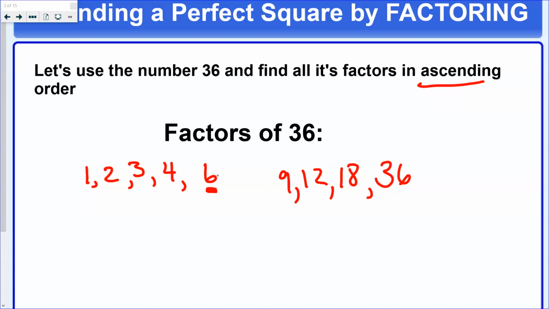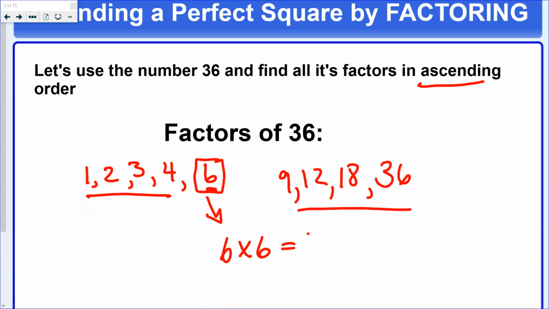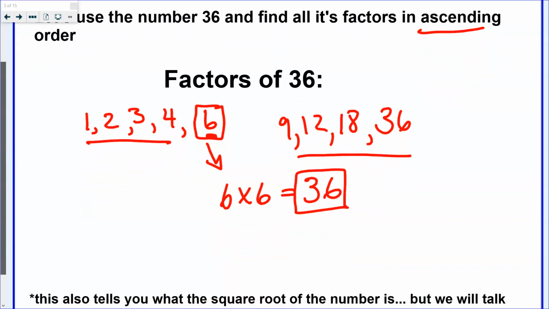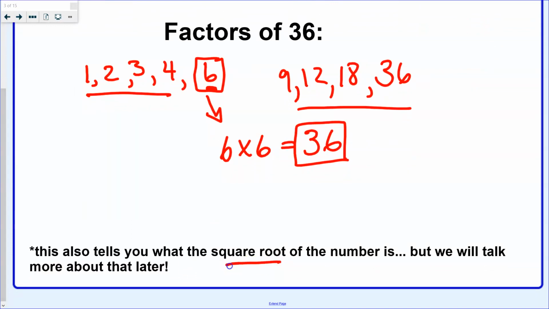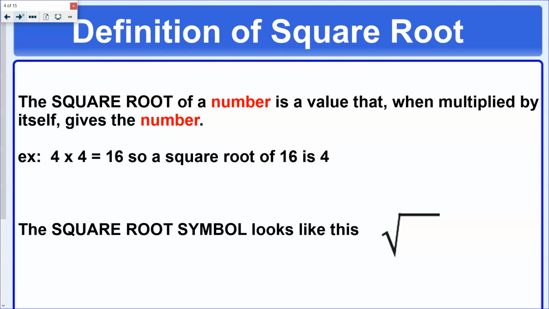And I now know that this is a perfect square because in the middle it ended up with a number times itself. And there's 4 on this side and 4 on this side. I could even list all the factors and count all these up and just find my middle number. But this is proof that 6 times 6 is 36, making 36 a perfect square. Now, this also tells you what the square root of a number is too, but we'll talk a little bit about that later. Later as in now.